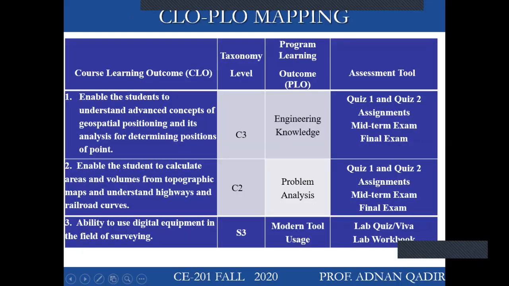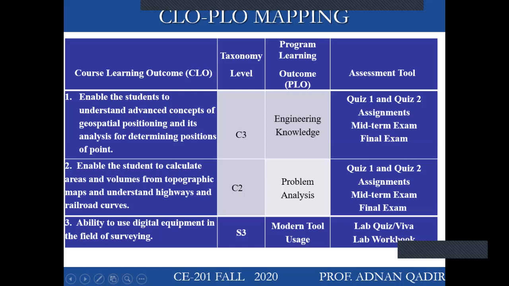Now, how is this related to your overall program learning objectives, and what are the assessments? When we say geospatial position, this is taxonomy level 3, C3, and that pertains to engineering knowledge. Obviously, the quizzes, assignment, midterm and final exam will take care of it. So is the second objective. This is C2, in which you will be doing a lot of problems. That is what I will call problem analysis.